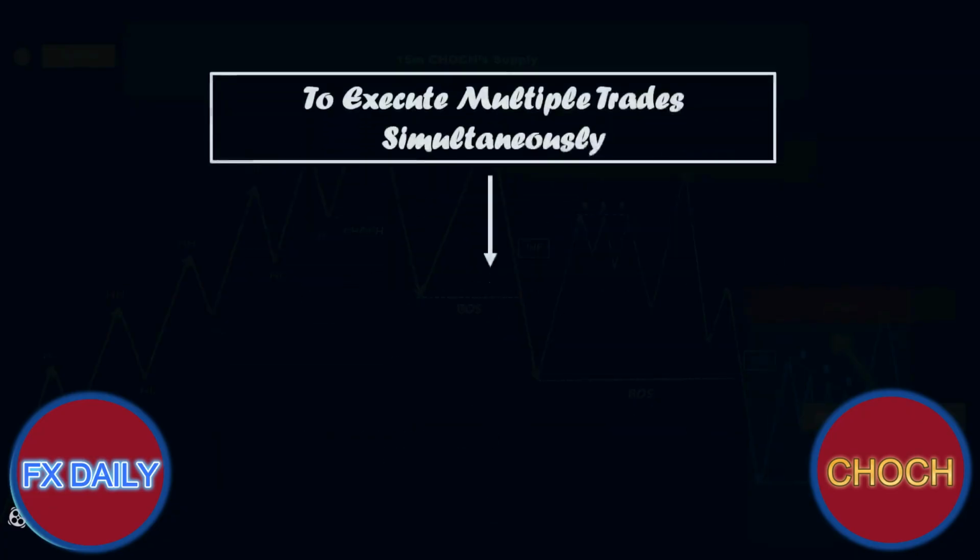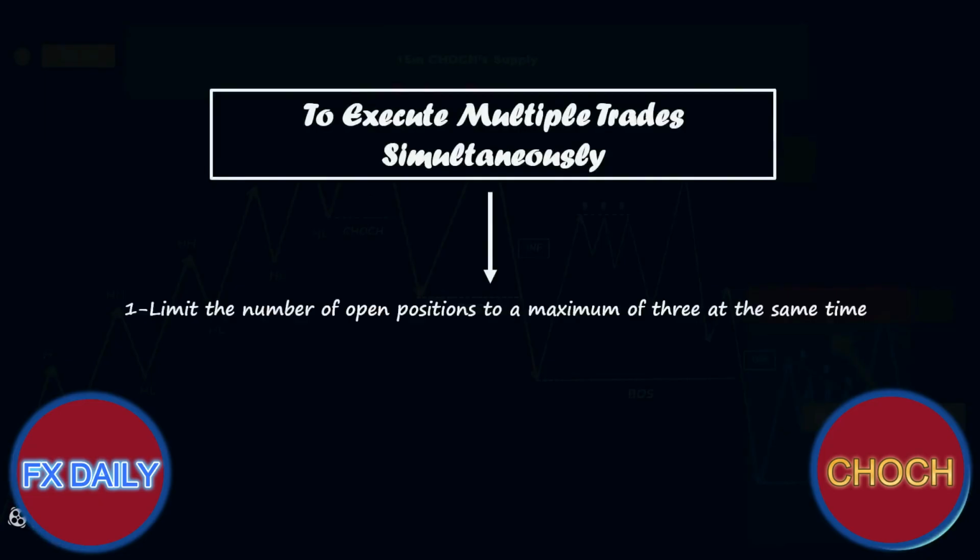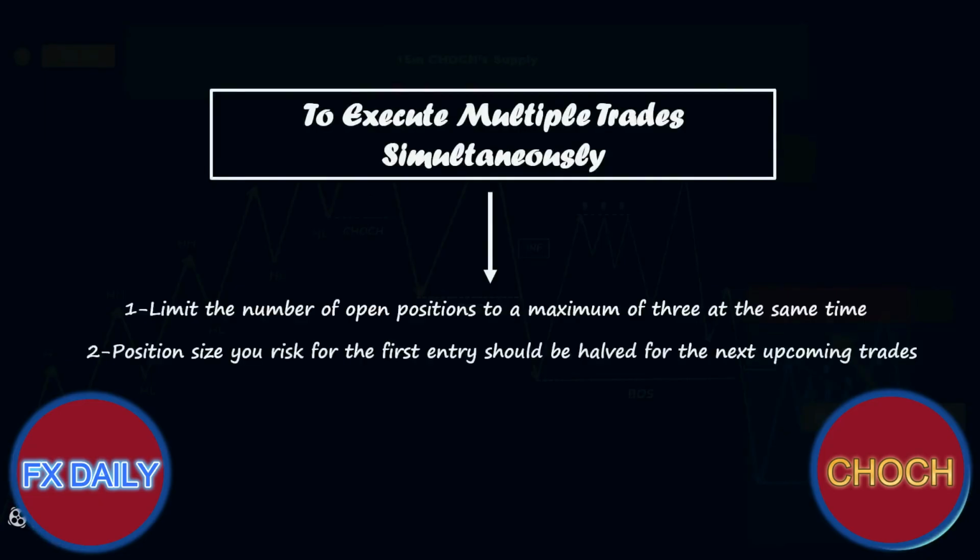But in order to open several positions at the same time, you must pay attention to some important points so that our transactions can be controlled. First, limit the number of open transactions to 3 positions at the same time, and also remember that the size of your first position should be half for the following positions.